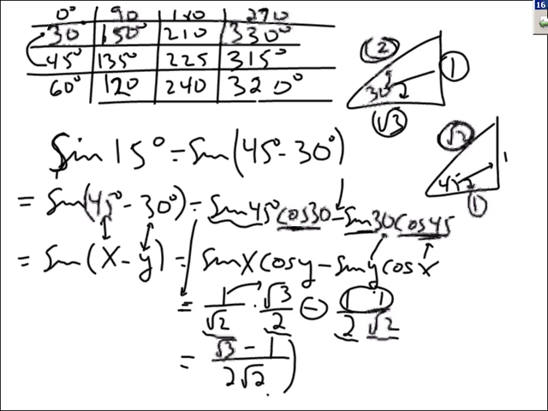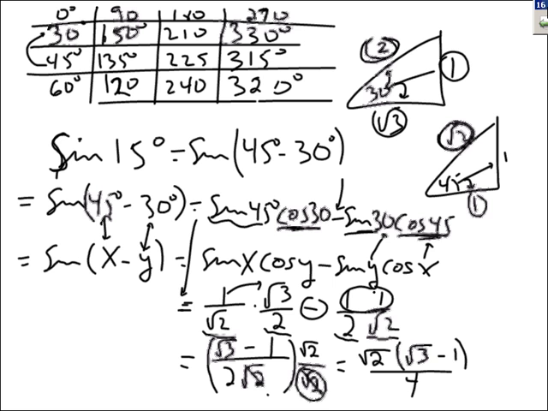Now, the final answer should not have radicals in the bottom. So multiply the top and the bottom by square root of 2. The numerator is the square root of 2 times the square root of 3 take away 1, and the bottom is 4. So square root of 2 times square root of 2 is 2. That's why we multiply by square root of 2 over here, to get rid of the square root sign. Square root of 2 times square root of 2 is 2, times the other 2 is 4. And there is your exact answer.